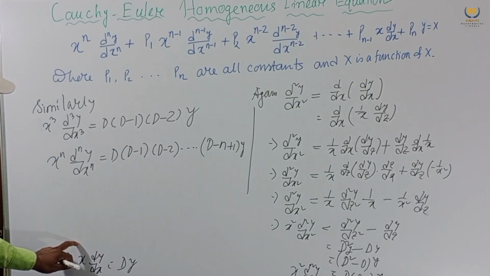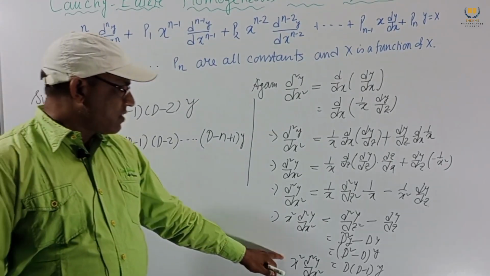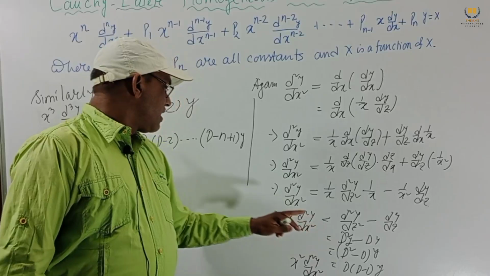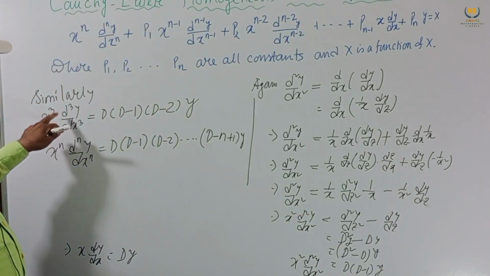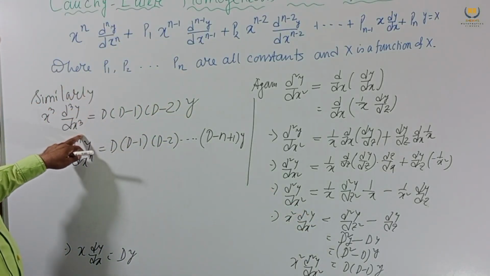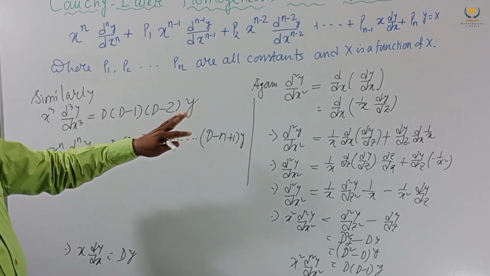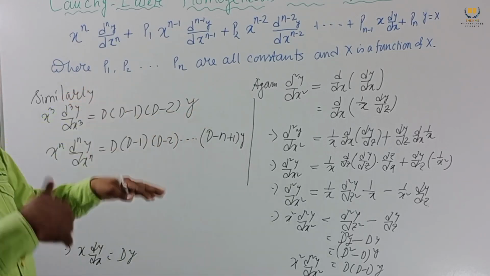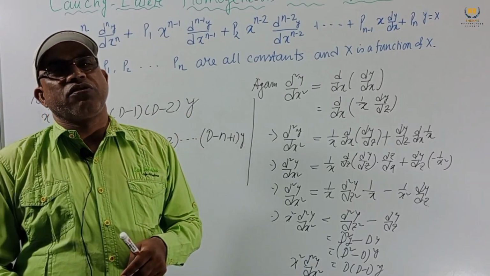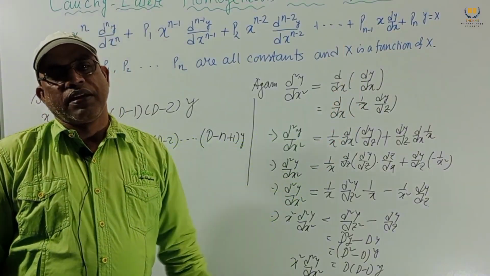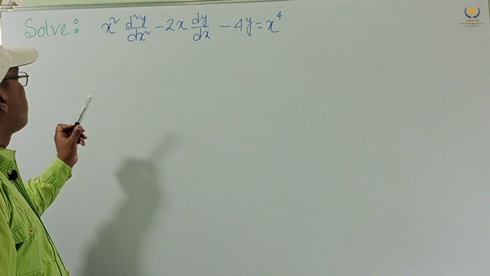Just remember x dy/dx means this, x square d square y/dx square means this, and x cube d cube y/dx cube means this. When you have to solve this, no need to write putting x equal to e to the power z, we directly write this value. Now let us consider this problem.